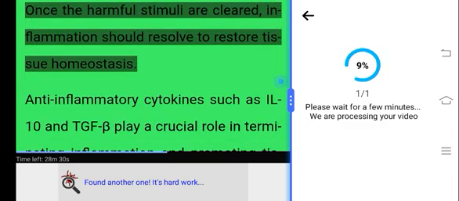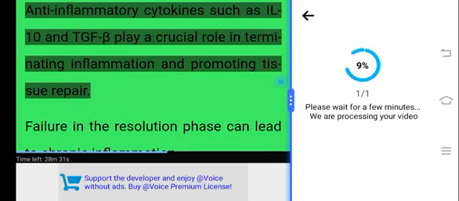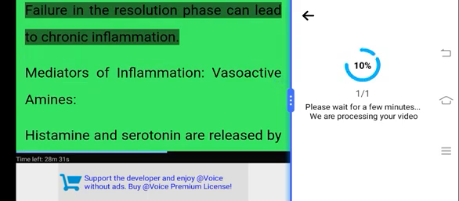Resolution phase. Once the harmful stimuli are cleared, inflammation should resolve to restore tissue homeostasis. Anti-inflammatory cytokines such as IL-10 and TGF-beta play a crucial role in terminating inflammation and promoting tissue repair. Failure in the resolution phase can lead to chronic inflammation.